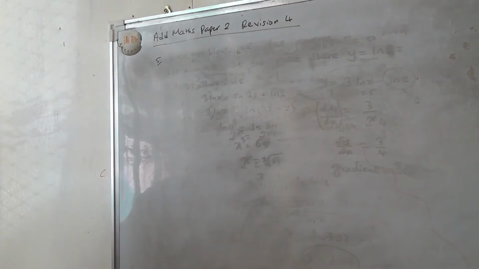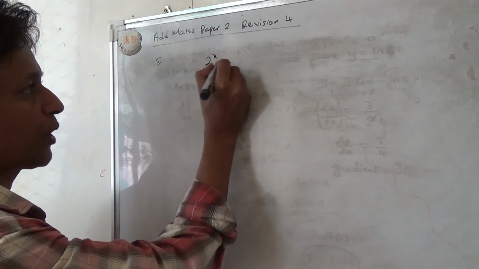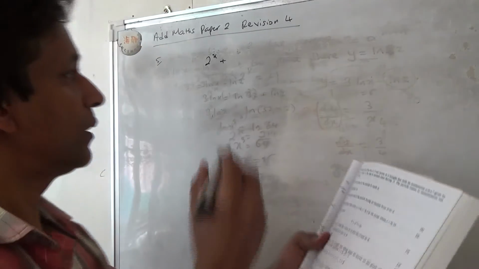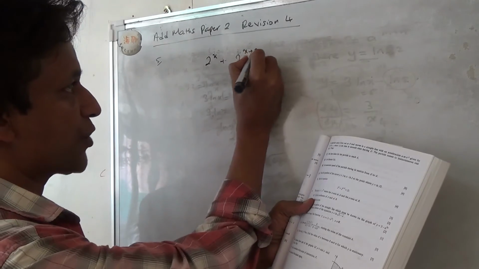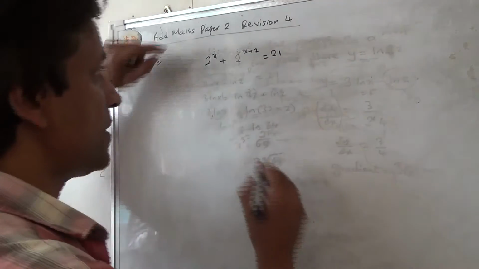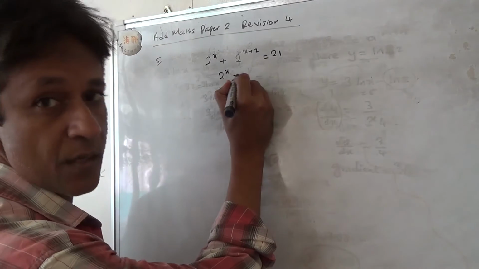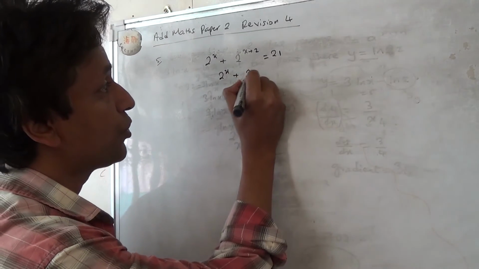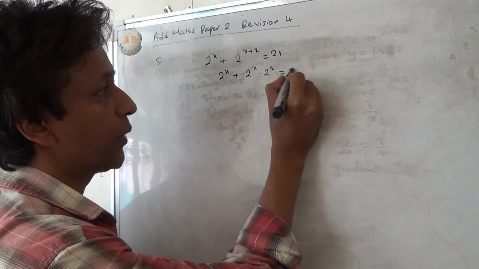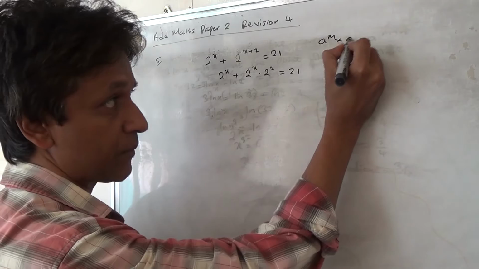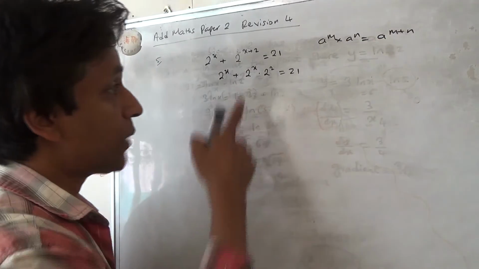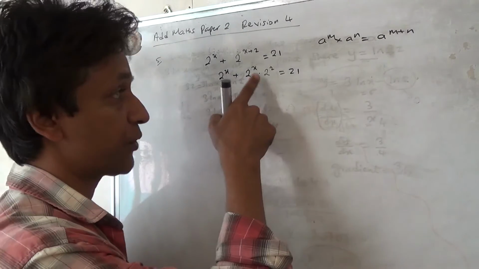Okay, for the second part, I got 2 to the power of x plus 2 is equal to 21. So how are we going to do this one? Quite easy. So this is 2 to the power of x plus 2, which is the same as 2 to the power of x times 2 to the power of 2. We're dealing with indices: a to the power of m times a to the power of n is a to the power of m plus n. Right, so simplifying it is going to boil down to this.